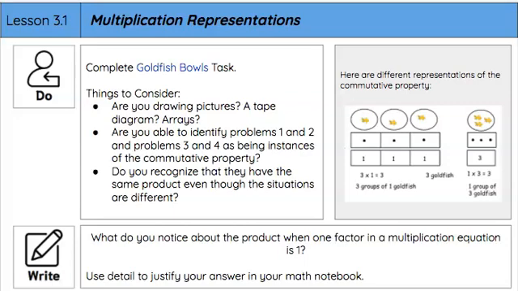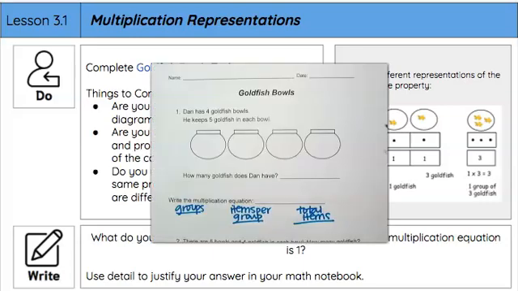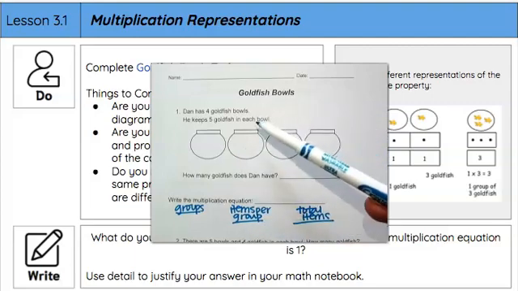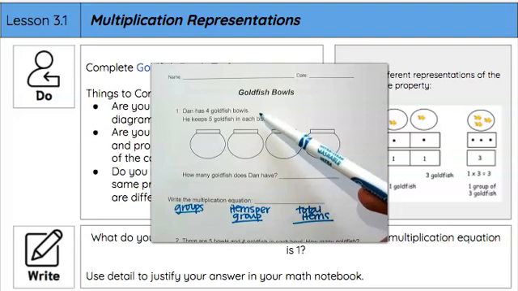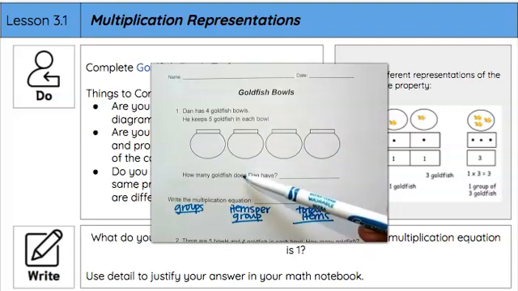Today, you're going to complete a task and use multiple strategies and representations to find a product. This task is called goldfish bowls. We're going to read the first problem together. Dan has 4 goldfish bowls. He keeps 5 goldfish in each bowl. How many goldfish does Dan have?